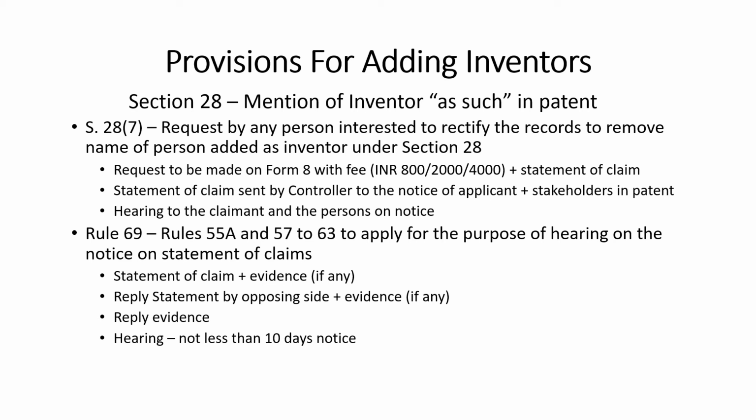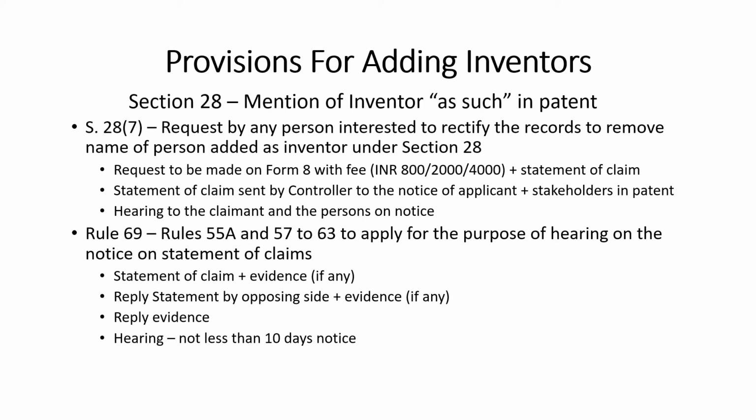And after hearing the claimant as well as the persons who are on notice, the controller decides whether the name of that particular person who has been added should be removed from the records. So you might have noticed that a principle of natural justice is followed even when the name of a person is being added or where the name of a person already added is being removed. So all persons are given a chance to put across their case.